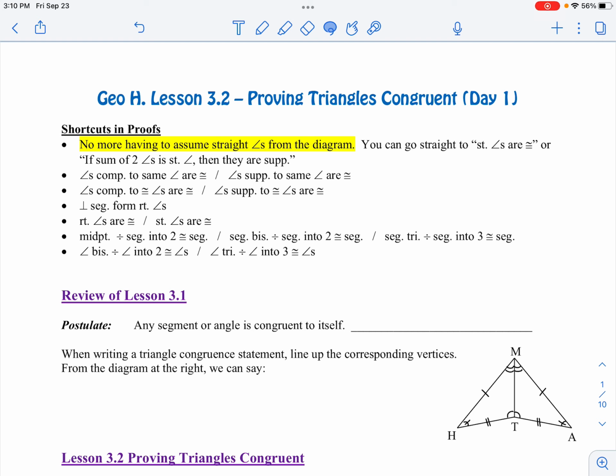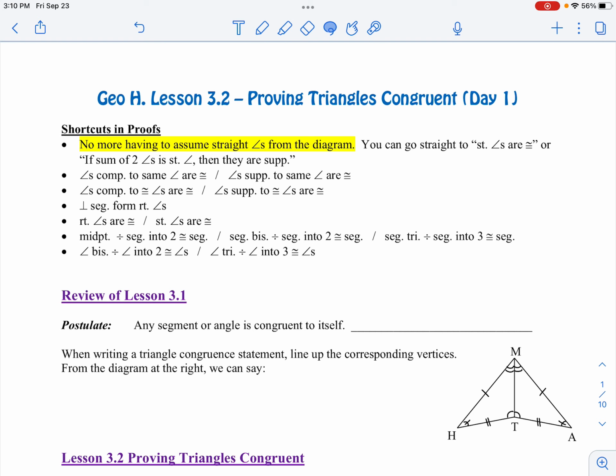This is going to be one of the most important lessons that we ever do because it's the foundation for Chapter 3, 4, 5, lots of things that we're going to do. So, congratulations. You've survived Chapters 1 and 2 and you're still in the class. Here are some shortcuts that you are going to start doing in your proofs.